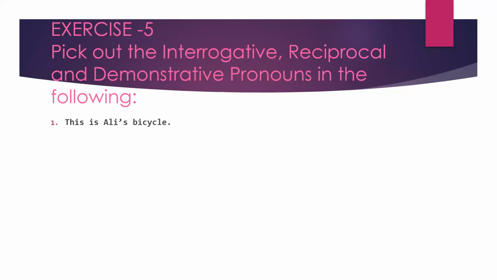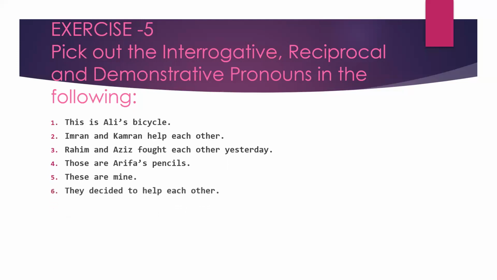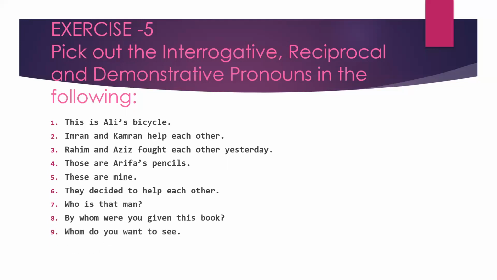First sentence is here. This is Ali's bicycle. Number 2, Imran and Kamran help each other. Number 3, Rahim and Aziz fought each other yesterday. Number 4, those are Arifa's pencils. Number 5, these are mine. Number 6, they decided to help each other. Number 7, who is that man? Number 8, by whom were you given this book? And number 9, whom do you want to see?